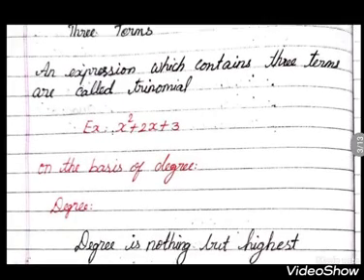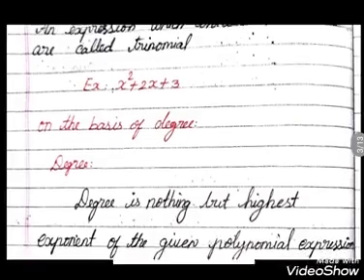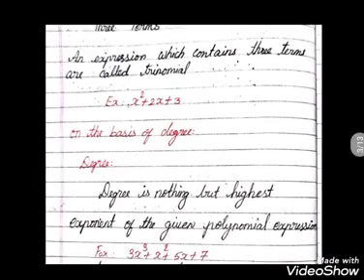So degree is nothing but the highest exponent of the given polynomial expression. Here, 3x cube plus x square plus 5x plus 7. Exponent is nothing but the power of the variable. Here x is the variable, and 1, 2, 3 are the powers. 5x has power 1, x square has power 2, and 3x cube has power 3. Here the power 3 is greater, so this is the highest exponent. So the degree of this polynomial is 3.